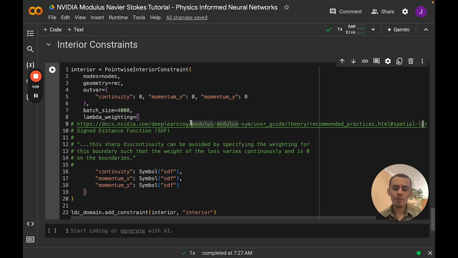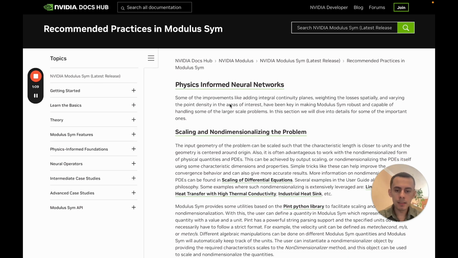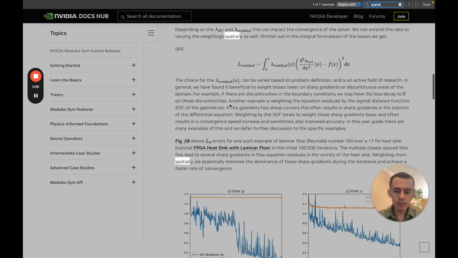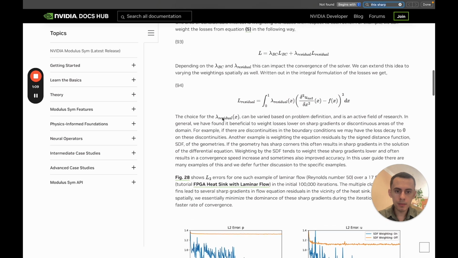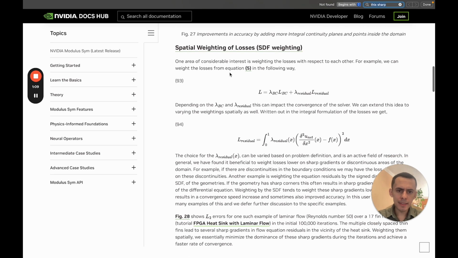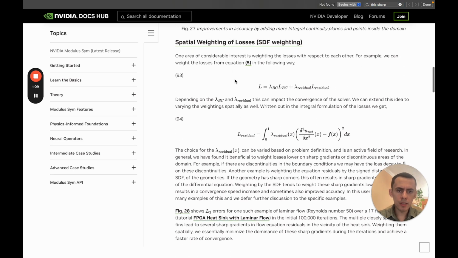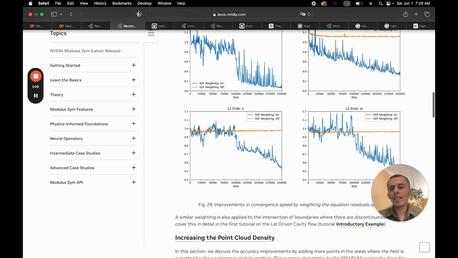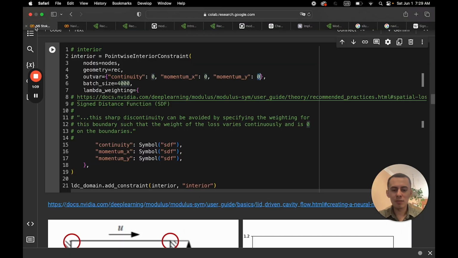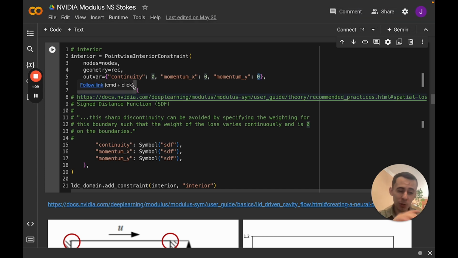Let's follow the link. Well, yeah, it's here. Spatial weighting of losses. You can read more about it here. But if you don't know much about it, you just want the outputs, you just follow the best practices they recommend. They are the experts.